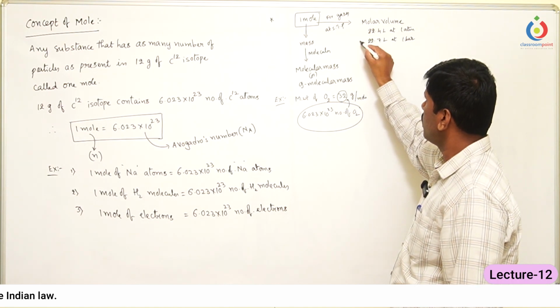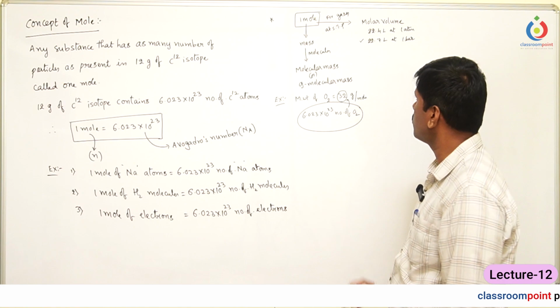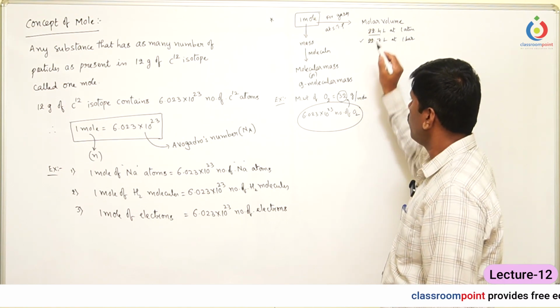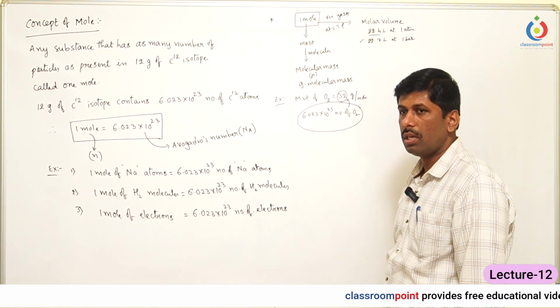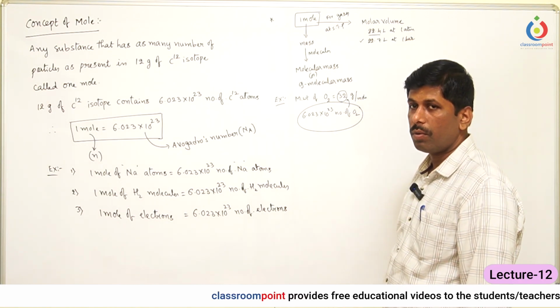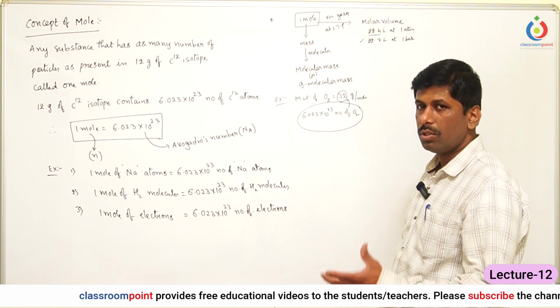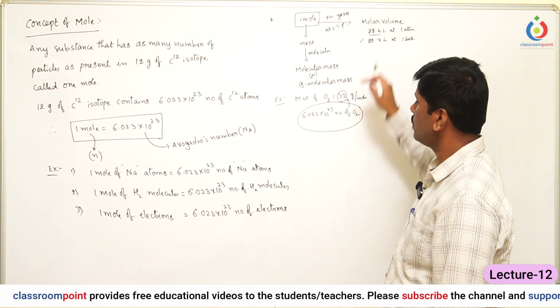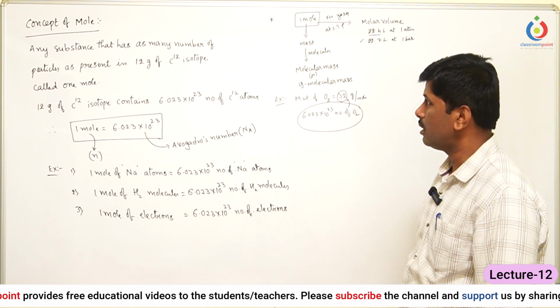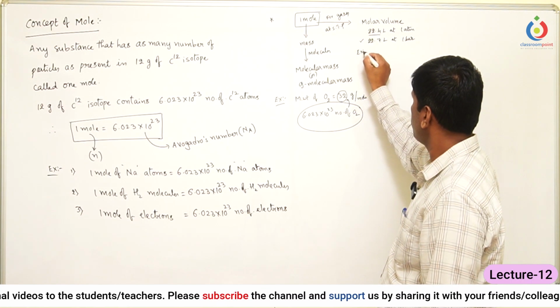For states of matter and thermodynamics they have taken 22.7 liters, even for equilibrium also, but in the organic part they have taken 22.4 liters. So we can take either, for 1 atmosphere or 1 bar, 22.4 liters or 22.7 liters respectively. There is not much difference in the value, only 0.3 difference.